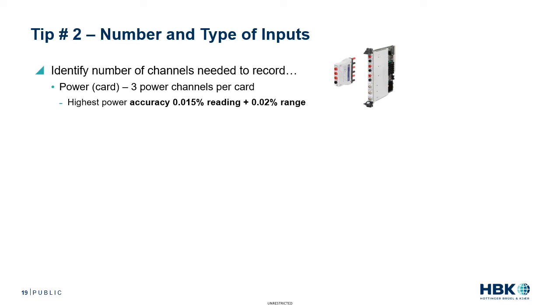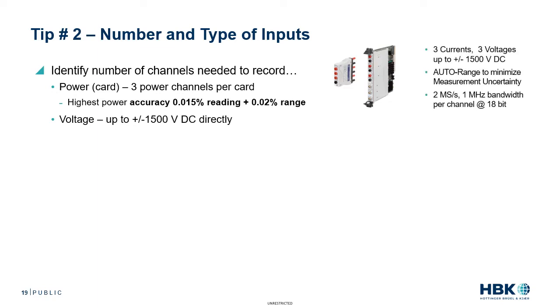Well, it's time to identify the number of channels needed to record. We'll start with power. For example, this is a 3-power channel card with a high accuracy of 0.015% of reading plus 0.02% range. And for voltage, it can measure directly up to plus minus 1,500 volts DC. It has an auto range, which is nice to minimize measurement uncertainty, and it can sample on every channel up to 2 million samples per second with a bandwidth of 1 megahertz and 18 bits of resolution.